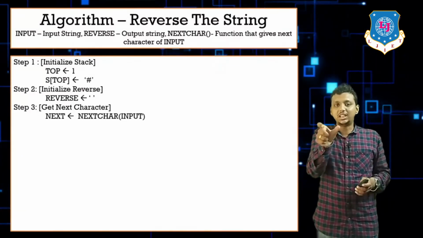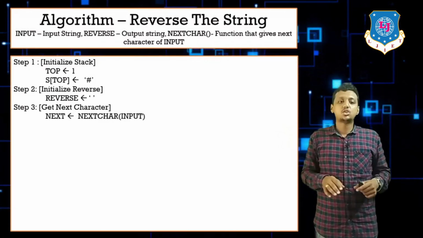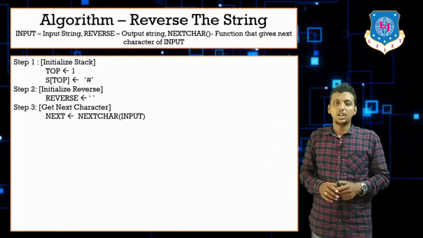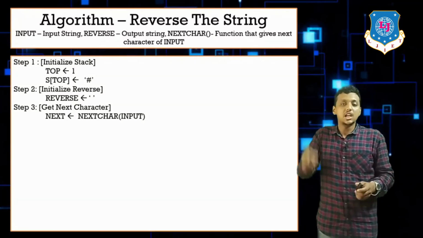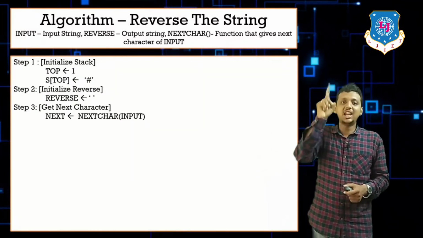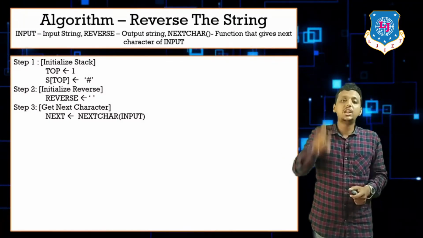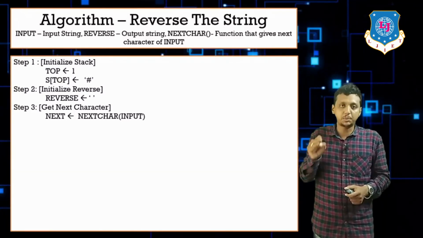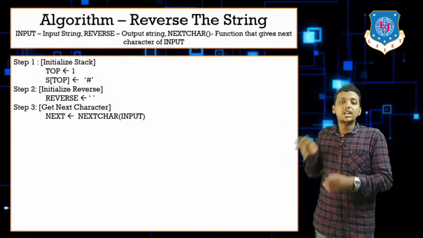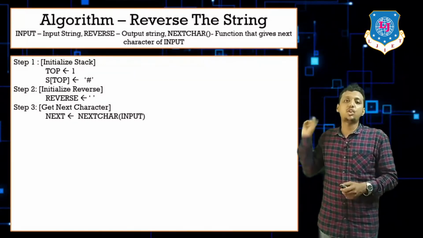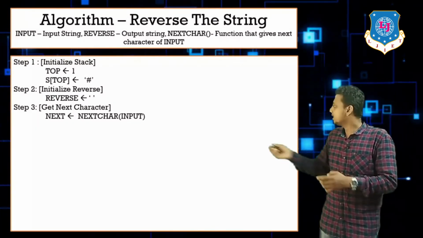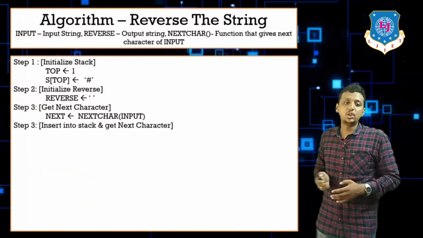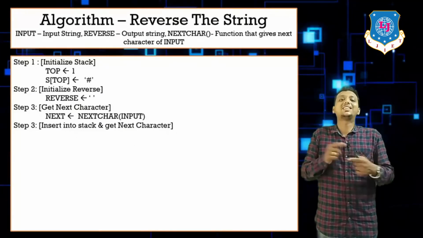Our first step is to take one character from the input string, so just apply the function next arrow next character of input. If you remember next arrow next character of infix, this function does the same work. In the infix to postfix algorithm, we were extracting the expression values, each and every character from the expression. But here we are extracting the character values one by one from our input string. So what to do next? Insert into the stack and get the next character value.